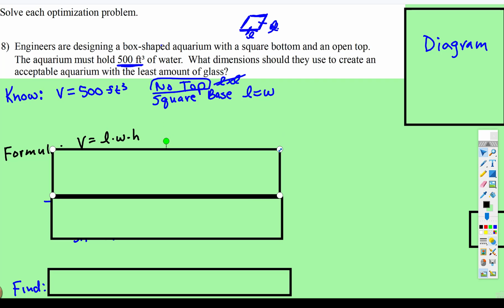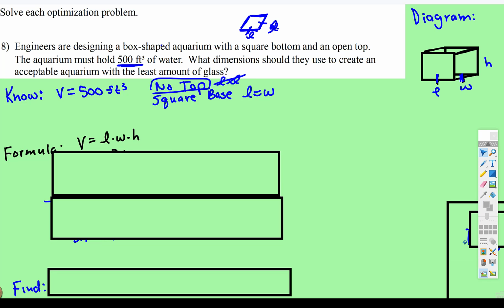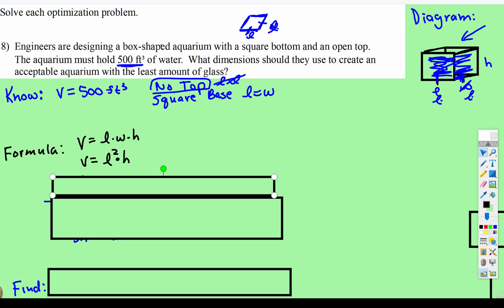remember it's volume. Well, normally, here, let's do the diagram first. So this is what it could look like, but remember, there's no top. The base is filled in. We can even put water. We can fill it all the way up with water, right? But this length and this width are the same. So we could say length times length times height. Well, we also know the volume. The volume is 500 cubic feet.